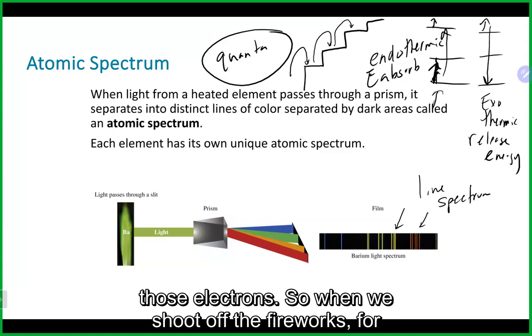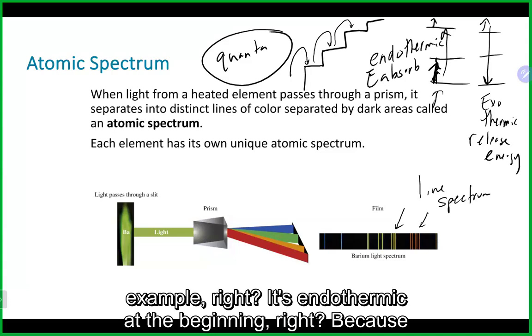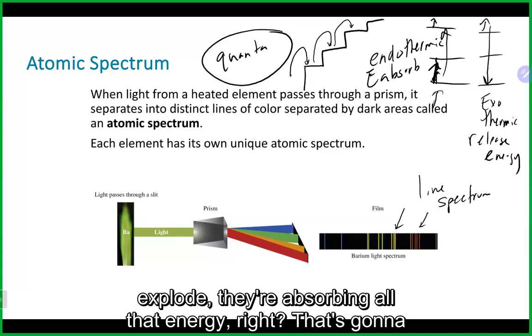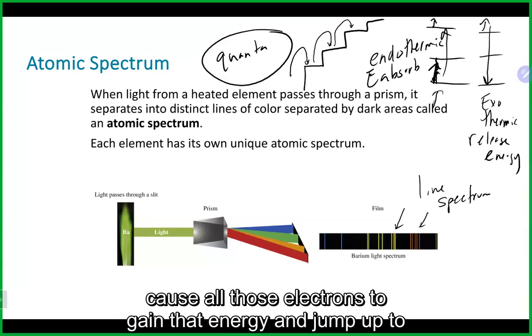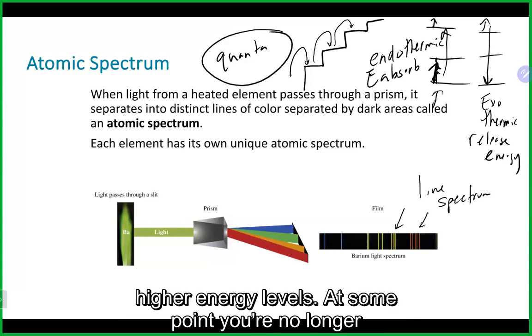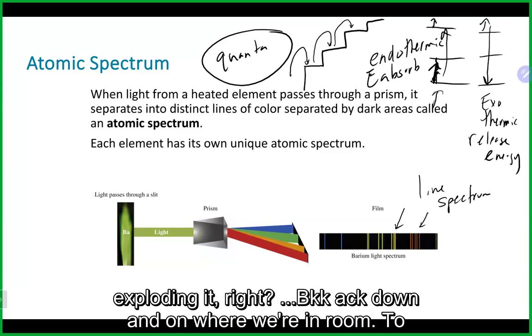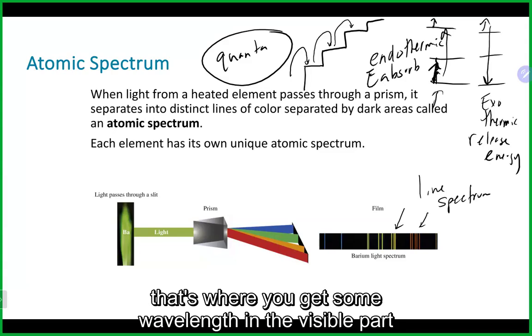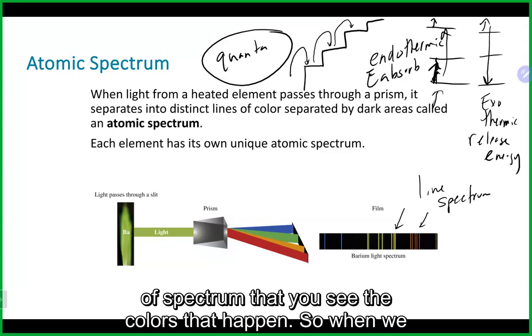So when we shoot off the fireworks, for example, it's endothermic at the beginning, because it's got all the explosives in it. So as they explode, they're absorbing all that energy. That's going to cause all those electrons to gain that energy and jump up to higher energy levels. At some point, you're no longer exploding it. They're going to relax back down, and in order for them to do that, the atom itself has to give off that energy. And that's where you get some wavelengths in the visible part of the spectrum that you see, the colors that happen.